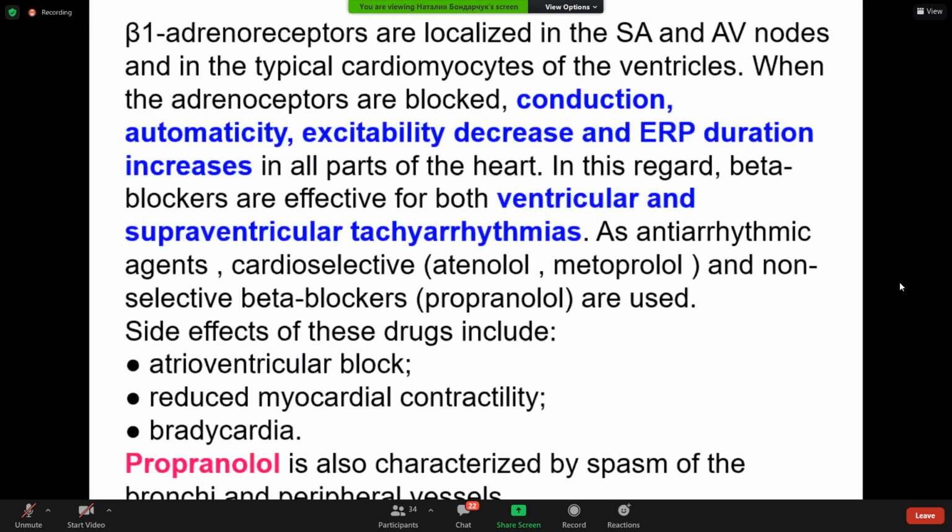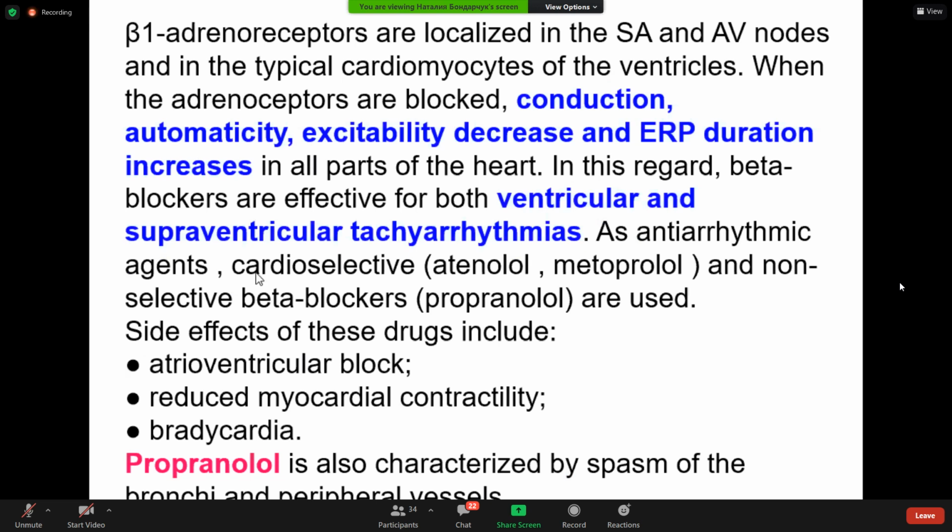So all types. Adverse effects will be more severe and more pronounced with the usage of non-selective beta-1 and beta-2 adrenal blockers. So we can divide adverse effects of propranolol into two groups. One group of adverse effects is due to inhibition of beta-1 adrenoceptors, and the second group is due to inhibition of beta-2.